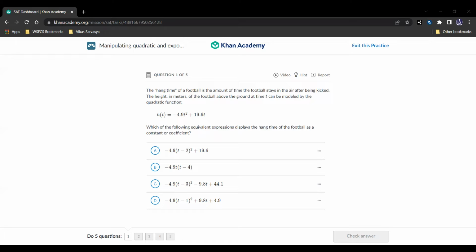In the first one I see 2, second one I see 0 and 4, the third one I see 3, and in the fourth one I see 1. So we plug in 2, we're still left with the 19.6. So this does not work.